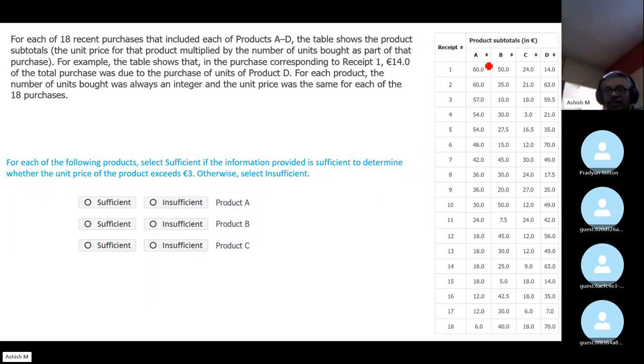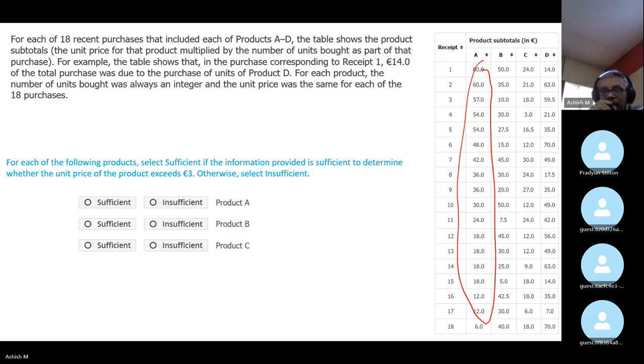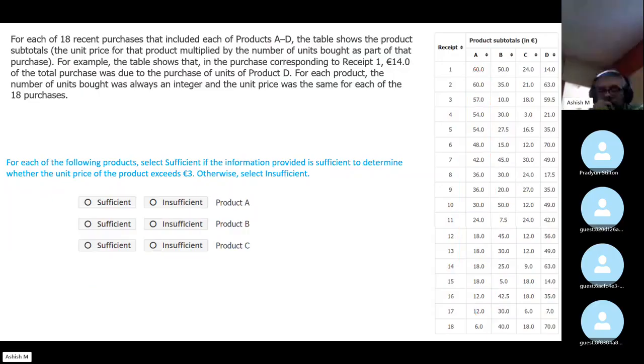Okay, so Ashit is saying that if you look at this, the HCF or the highest common factor is 3. All right. So from this, what do you conclude? So that is how he concludes that the unit price cannot exceed 3 euros. Okay. All right. There is some merit to this argument.